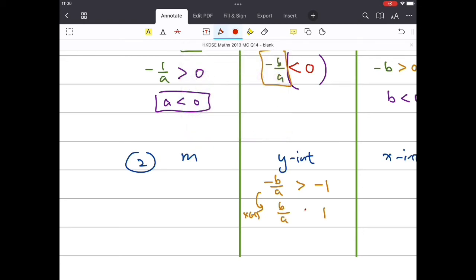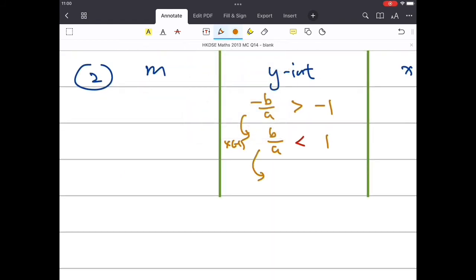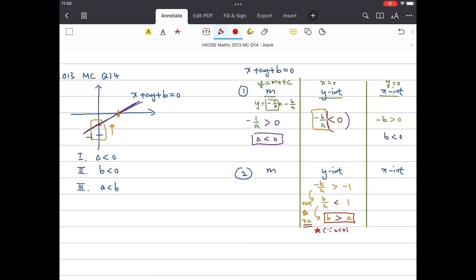And then we multiply a to both sides. But this part is very tricky because every time you need to check whether a is greater than 0 or smaller than 0 in order to determine the inequality sign. You check from above that a is smaller than 0. Therefore, when you multiply by a negative number, the sign changes. So we have got b should be greater than a. Since we find that b is greater than a, that means option 3 is correct.